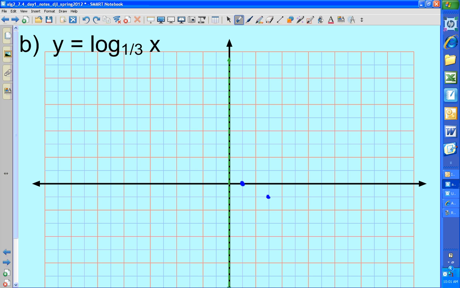Right 1/3, up 1. Right B, up 1. Because our base is smaller than 1, it causes our graph to flip over. Just like it did when we had a base smaller than 1 on the exponentials, it caused it to flip horizontally. This one is caused to flip vertically. So you're going to kind of come down the wall here and hit your points.